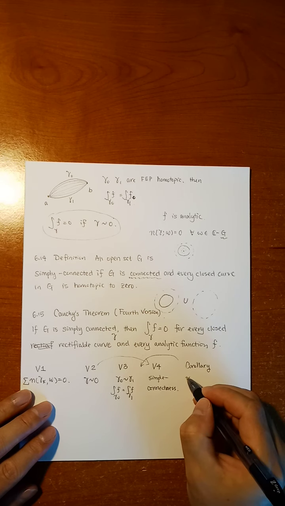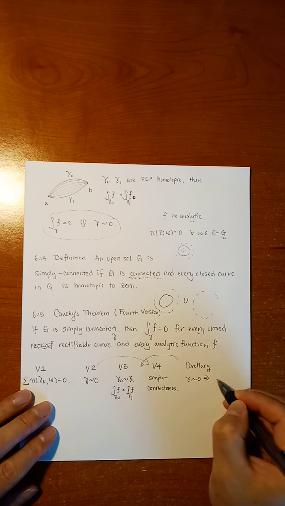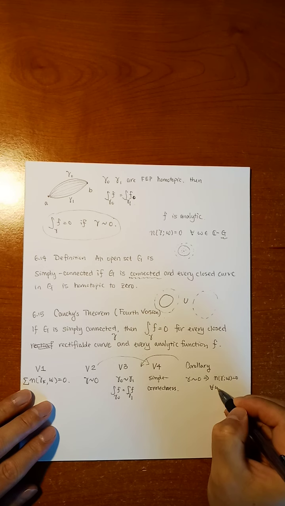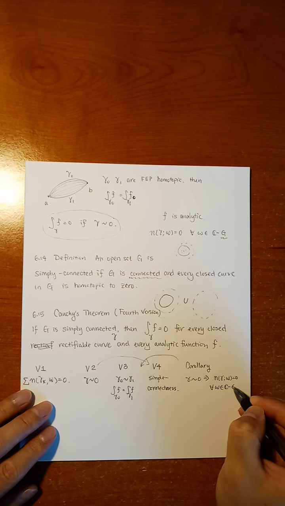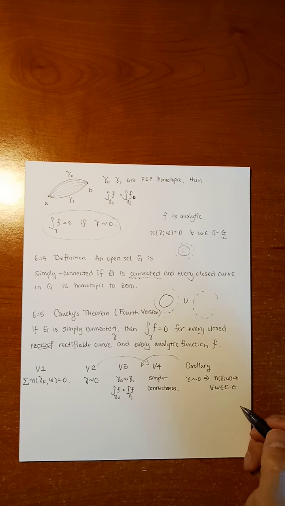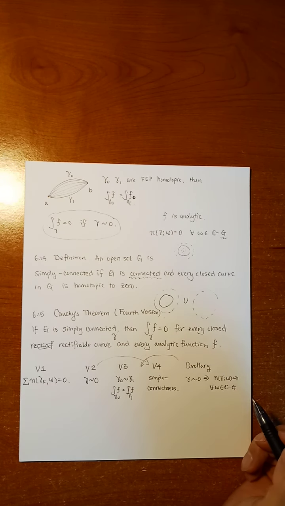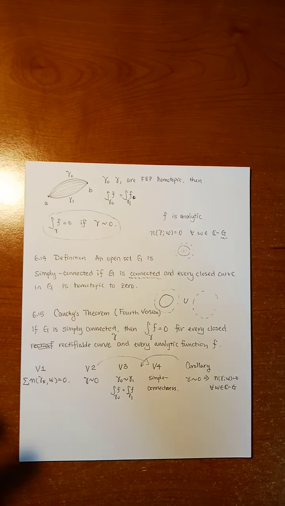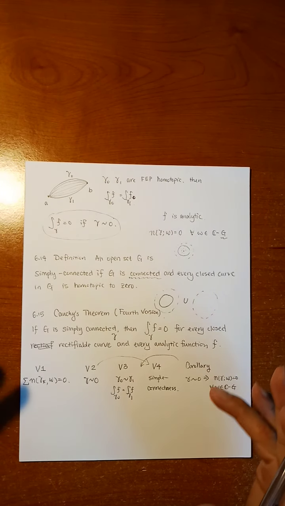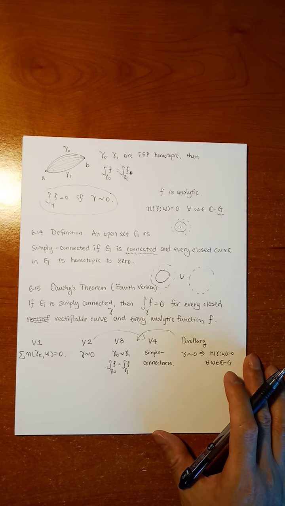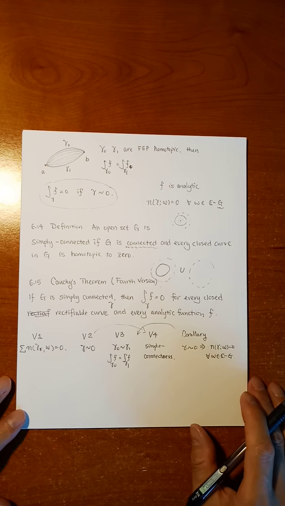It says if gamma is homotopic to 0, it implies the winding number is 0 for all w outside G. All right. So after version 3, we have the corollary. So you need to get a lot of different versions, see the relations between them and the difference between them.